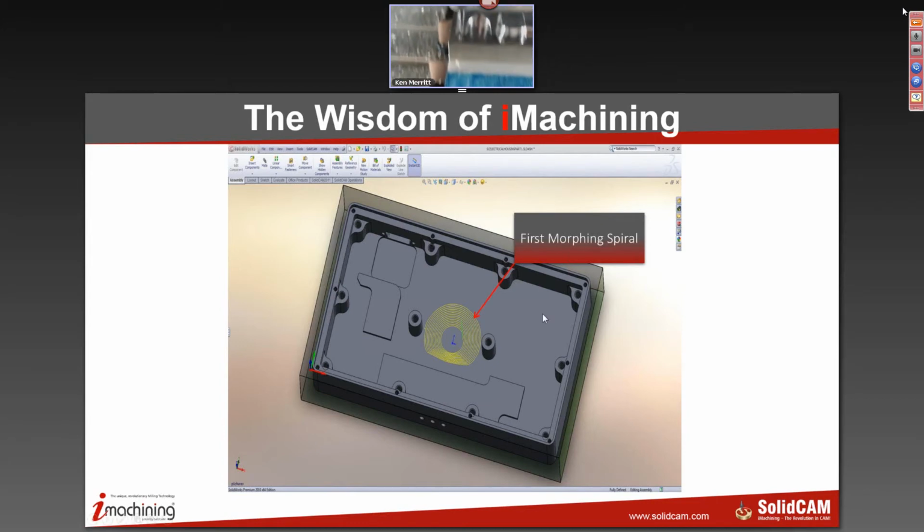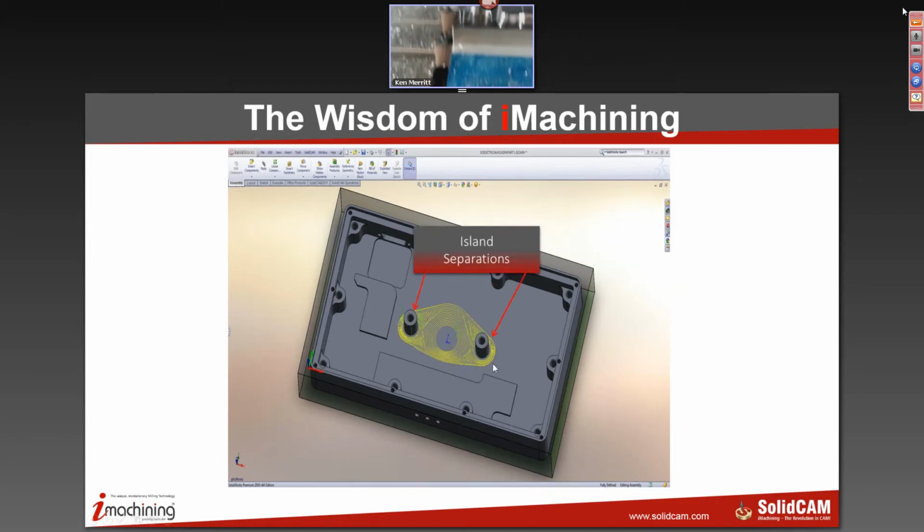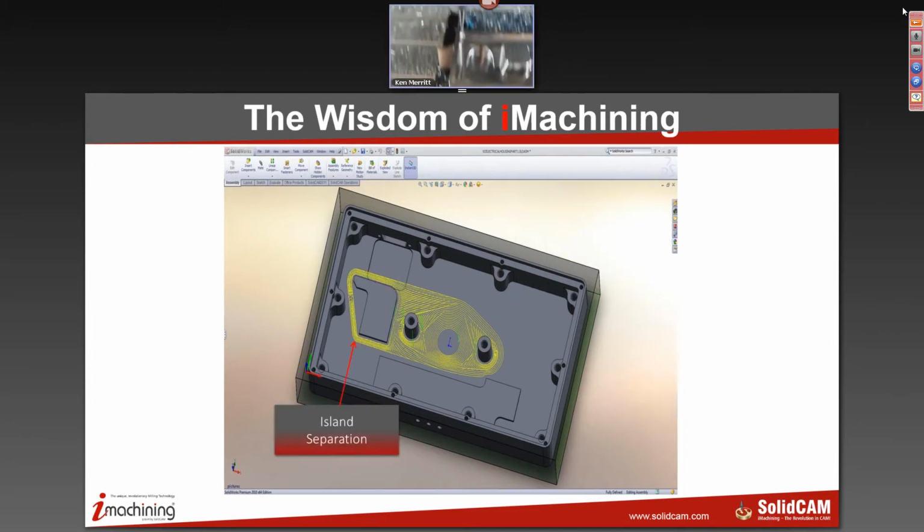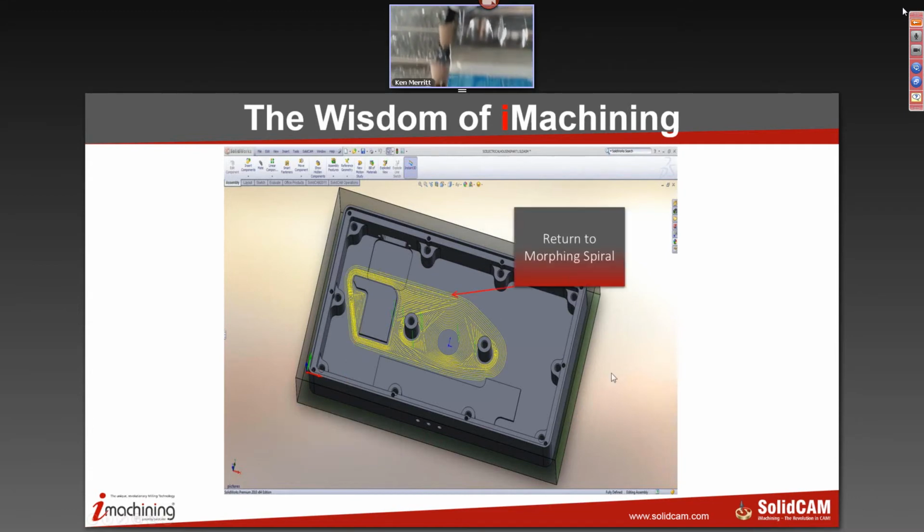And then when we have to deal with islands, we'll do the D-slot trochoidal to clear around those islands or do separation channels in areas as necessary. But then if it's possible, we're going to return back to that spiral morphing because it is the most efficient way to get material out of this part. And again, we'll deal with what we have to deal with. Different parts give us different things that we have to pay attention to. But when we can, we're going to return to the spiral morphing, even if that's only for a very short period of time.